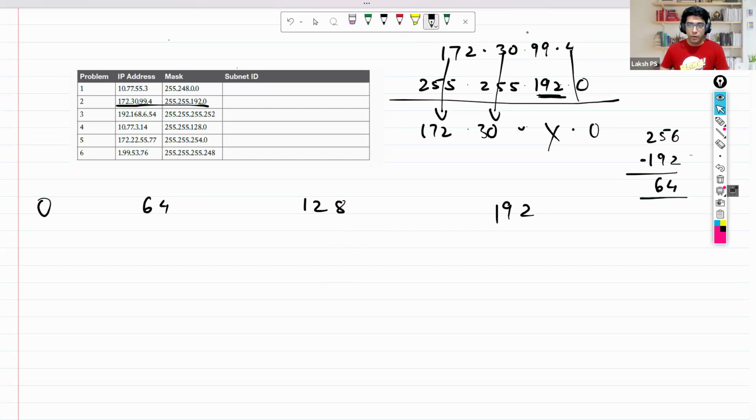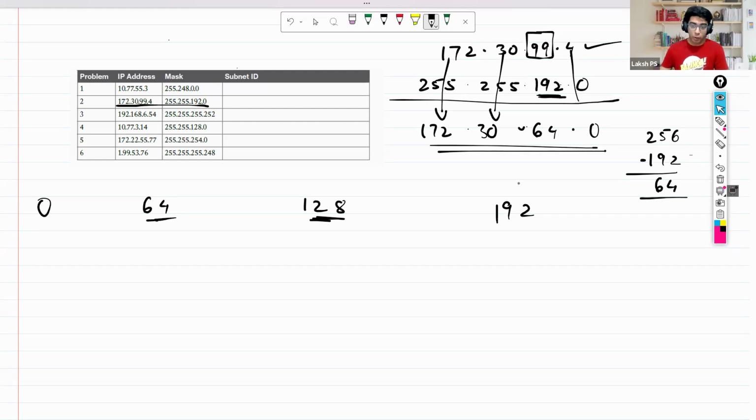We are looking for the number 99. And the number 99 falls between 64 and 128. So out of these two numbers, 64 is the lesser one. And hence, we will write this number over here, and this particular ID becomes the subnet ID for this IP address.